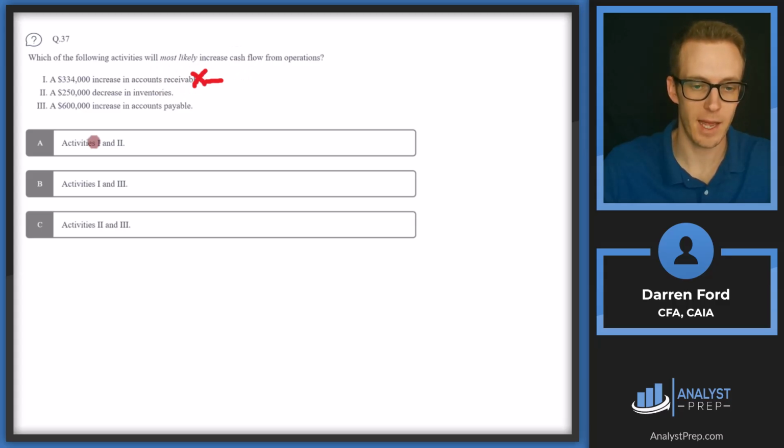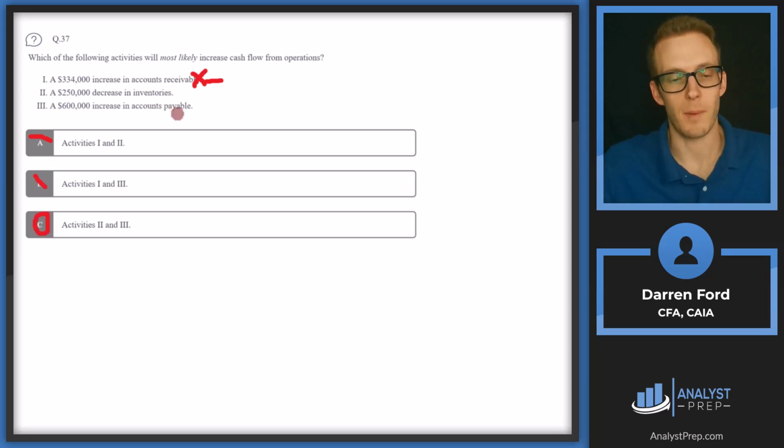So in reality, any of these that have 1 in them, we can go ahead and get rid of. So we could get rid of A and B and go with C if we were pretty pressed for time on the actual exam. But let's go through and make sure we can confidently go with answer C, activities 2 and 3.